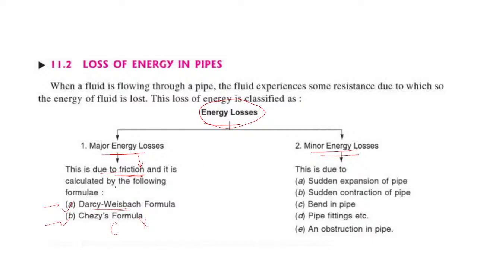Now the second part is minor energy losses. What are the things that come with minor energy losses? Sudden expansion of the pipe, meaning the pipe all of a sudden increases its diameter. What is sudden contraction? A pipe is there and all of a sudden it gets narrower. That becomes a sudden contraction. Then bend of pipe: the pipe is coming this way and all of a sudden it gets bent this way. Then there is pipe fitting, where in between you are giving some additional fitting into it.